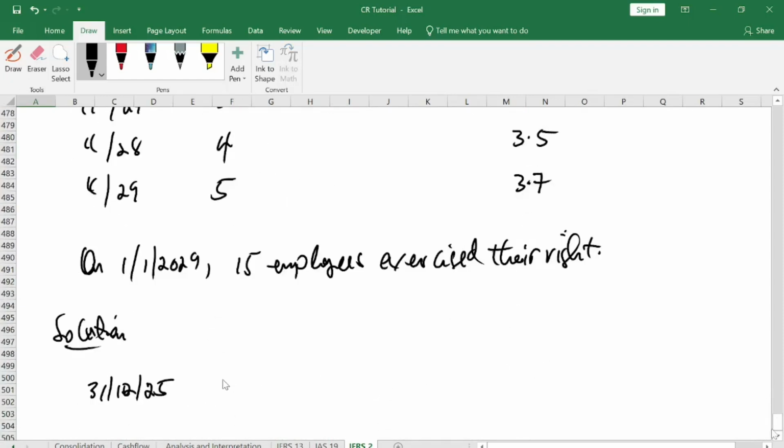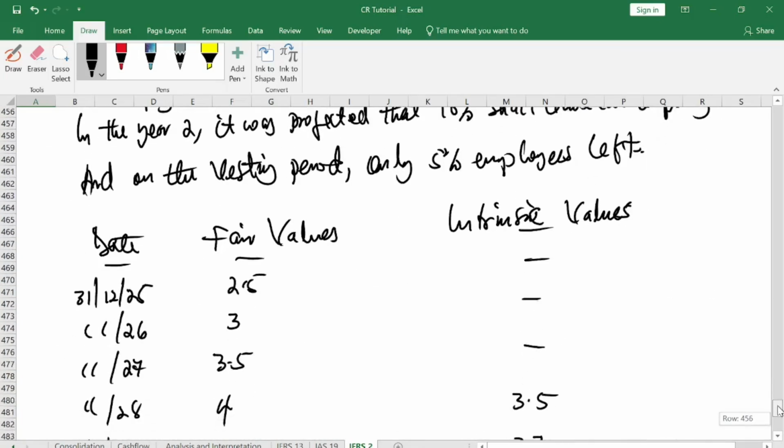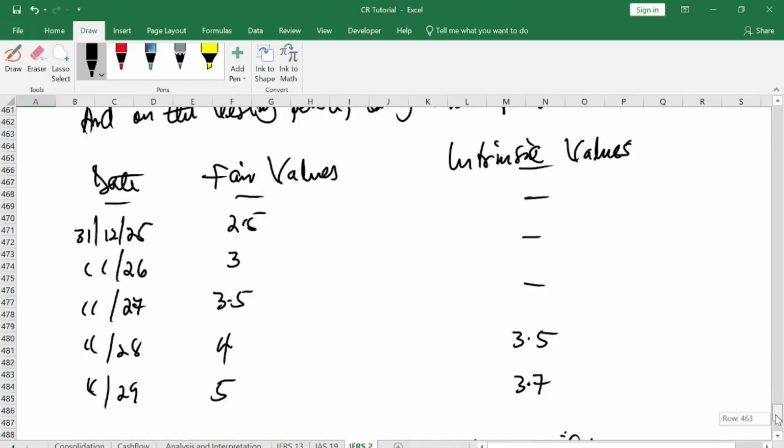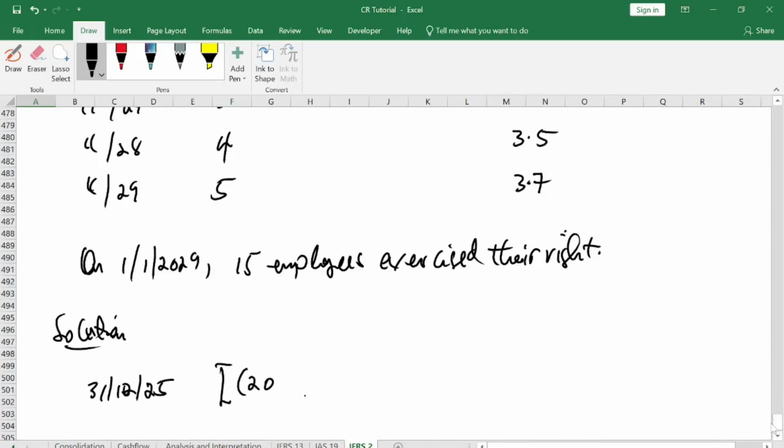How many employees were you having? You were having 20 employees, that's what they said. And they projected that 15 employees will leave the company. Have you seen the whole thing? 15 employees will leave the company. So the option is with you. All you have to do is pick your calculator: 20 multiplied by 0.15. You see, it means 3 people will leave.